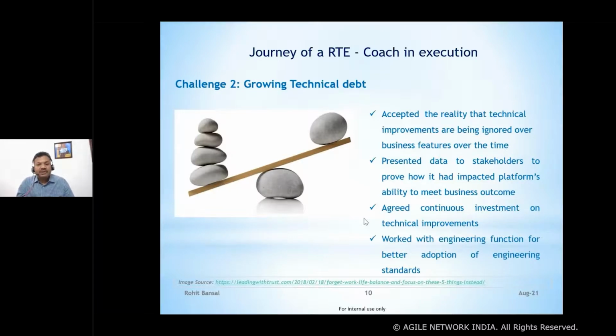And lastly, I also worked with the engineering function for better adoption of engineering standards. What it means is we defined our definition of done. Again, we looked at what is practical and achievable in the current condition, and set a realistic timeline for when we want to improve the definition of done, with adoption not only at one team level but across all teams. Having that conversation with people, showing them the importance of the definition of done, and relating some production issues to gaps in the definition of done helped people understand the context and adopt it better.